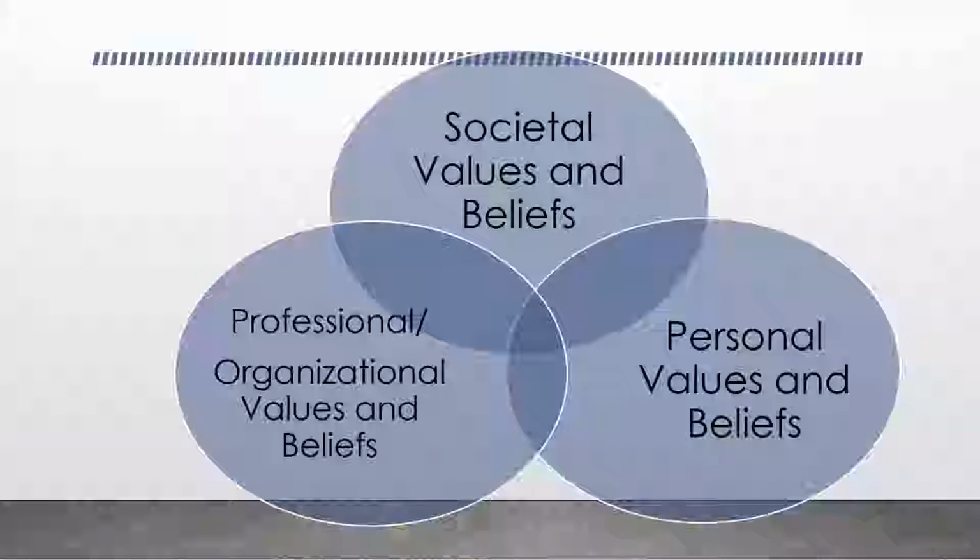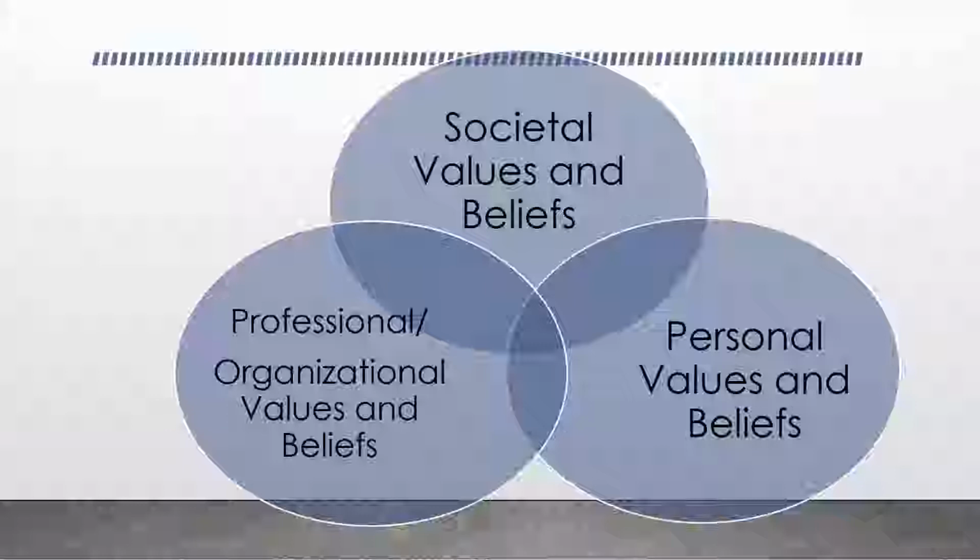So social workers, there are really four value and belief systems that guide our practice. And right here we've got the first three, and these are societal values and beliefs, personal values and beliefs, and professional and organizational values and beliefs. The final one, the fourth one, is the client's values and belief system, so what they bring to the table.